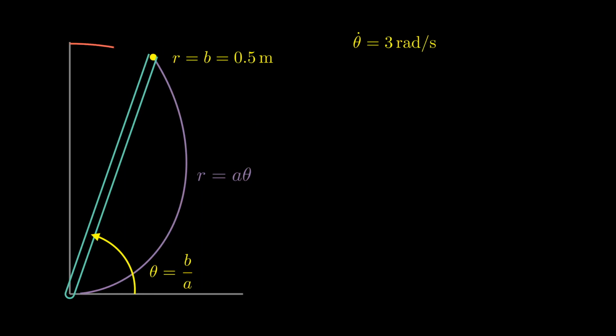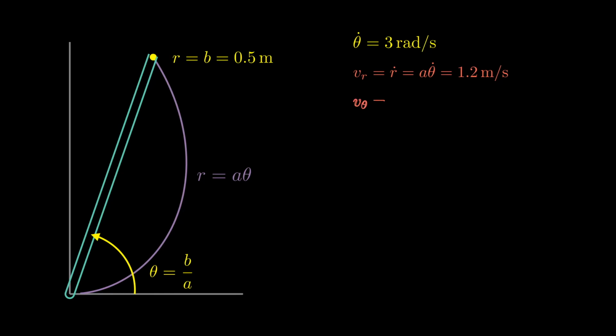Using these coordinates, the radial velocity is simply r dot, which is the derivative of r with respect to time. Since we know r equals a times theta, we can take the time derivative to find that the radial velocity is a times theta dot. Substituting in a and theta dot gives us a value of 1.2 meters per second.